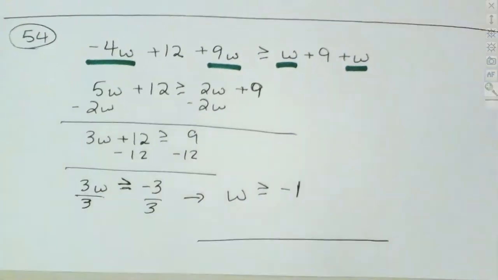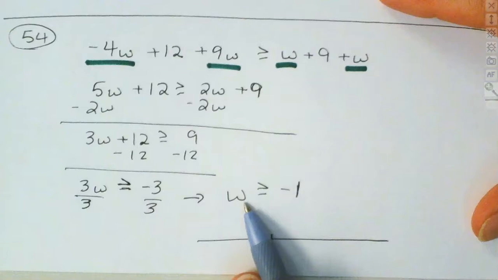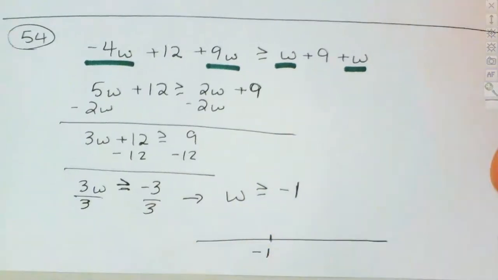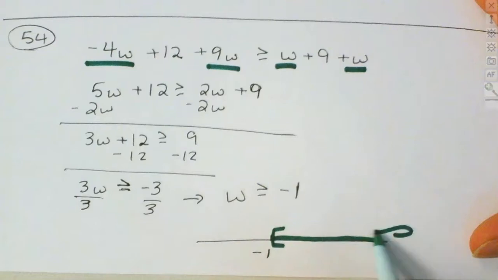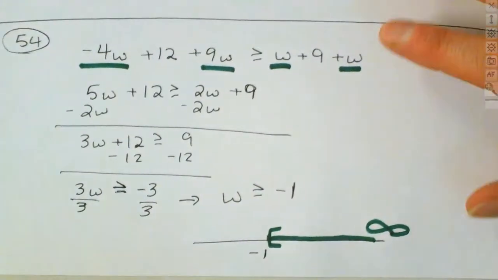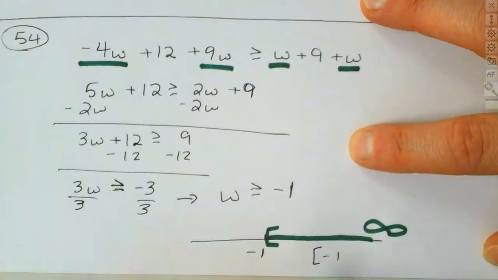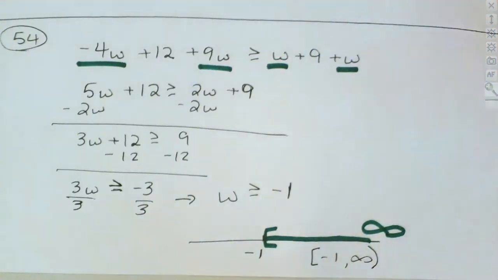On the number line, here's my negative 1. The variable is on the left, needs to be on the left, and it is. Which way does it point? To the right. Brackets or parentheses? Square bracket at the negative 1. And where does it go to? Positive infinity. So what would it look like in interval notation? Negative 1 with the square bracket, comma, infinity with what? Parentheses.